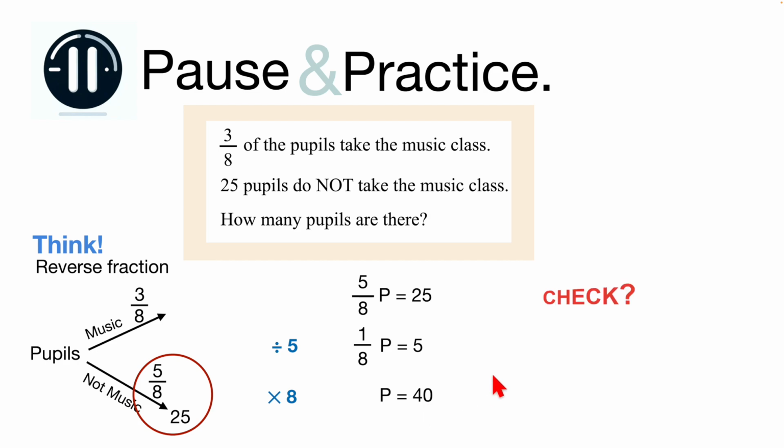It's a thing to check really, because these questions can go awry. We'll assume that the pupils are 40 and 5/8 of them is the amount that do not take music. Let's see, these two divide by 8. 8 divides by 8 to give us 1. We don't write the 1, obviously. 40 divides by 8 to give me 5. 5 times 5 equals 25. And that is what the question says. So that fills me with joy.